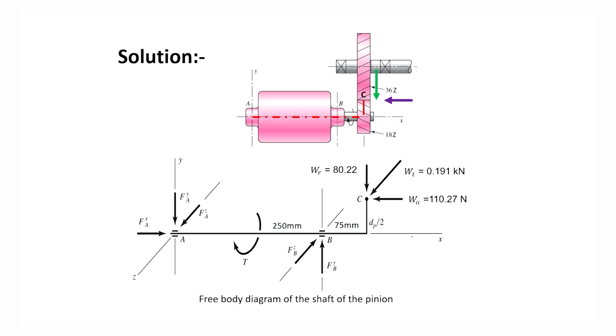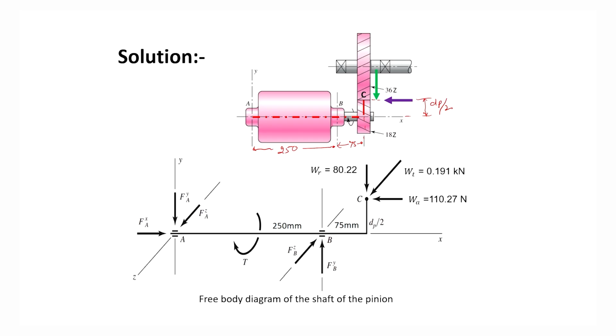This is the free body diagram of the shaft AB. From A to B, the distance is 250 mm, and from B to the pitch point is 75 mm. This distance is half of the pitch circle diameter of the pinion. That means dp, the pitch circle diameter of the pinion, divided by 2.